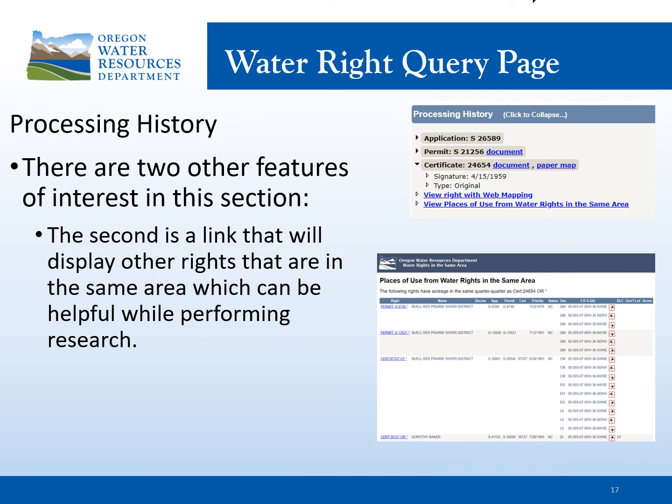The second link under the processing history will take you to a location where you can view water rights that are located in the same area. This is helpful while you're performing research. To get to this page, you will click on the View Places of Use from water rights in the same area.